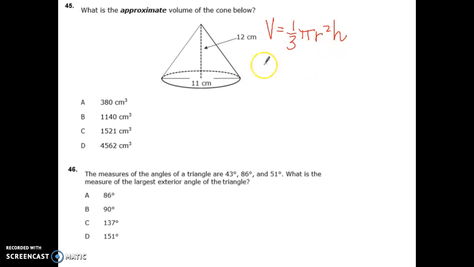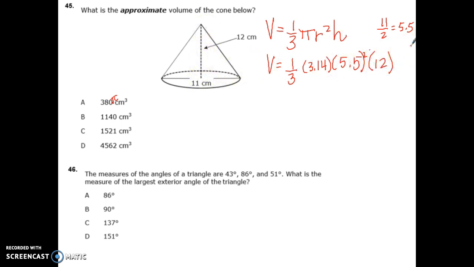Okay, so we know that V is the volume, 1/3 times, and we don't see this in terms of pi. If we did have them in terms of pi, we would have a pi symbol right here. Since we don't have the pi symbol on any of these problems, we are going to use 3.14. But we need to understand that the radius is half of the diameter. So we need to divide 11 by 2, and that gives me 5.5, times 5.5 squared, times my height of 12. So don't be like me the first time, forget to multiply by the height.